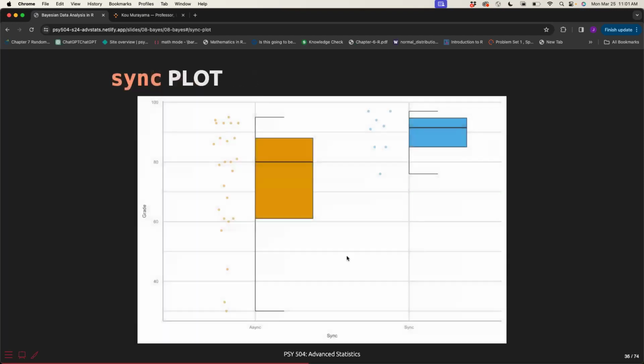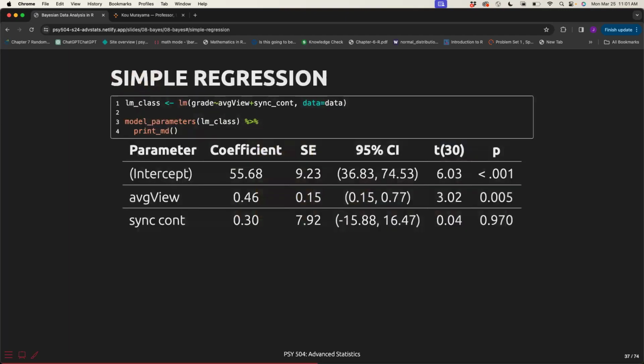That makes sense. Looking at our sync variable here, what we see is that those that attend synchronously seem to do better or have higher grades than asynchronous students. But hopefully we can see that there's lots of variability in the asynchronous level, and there's not that many data points in the synchronous level here. So let's just fit a very simple regression to start off. That's something that we know, and see what it tells us.